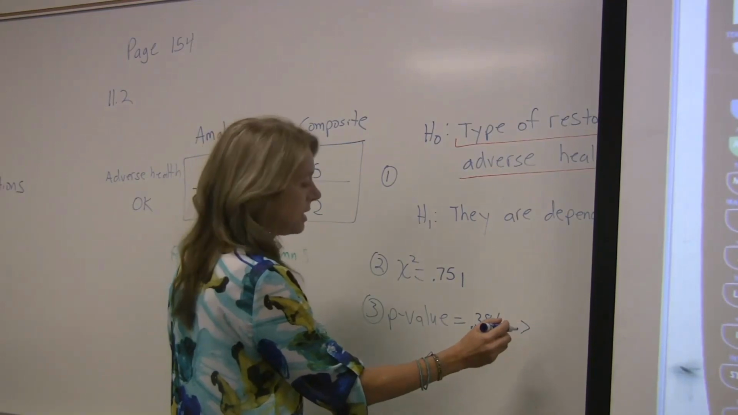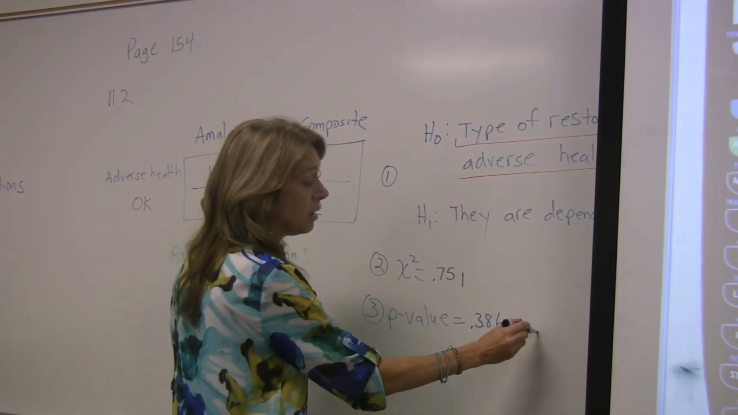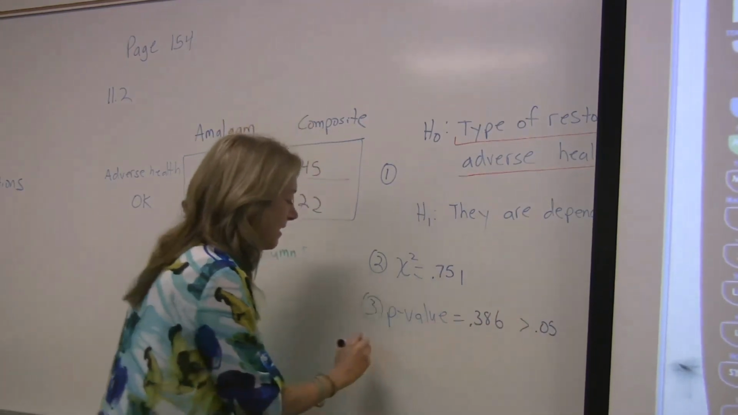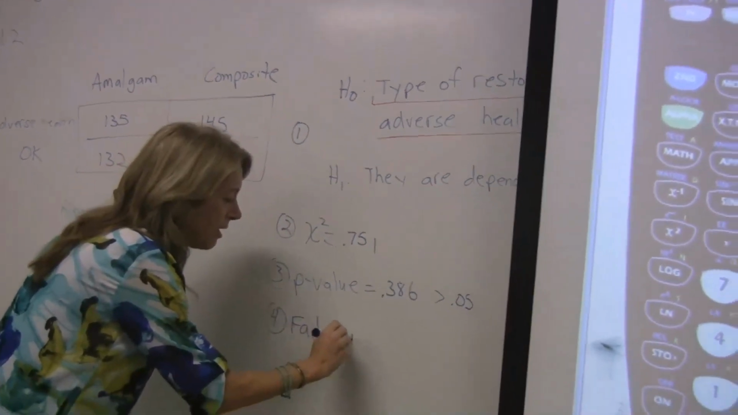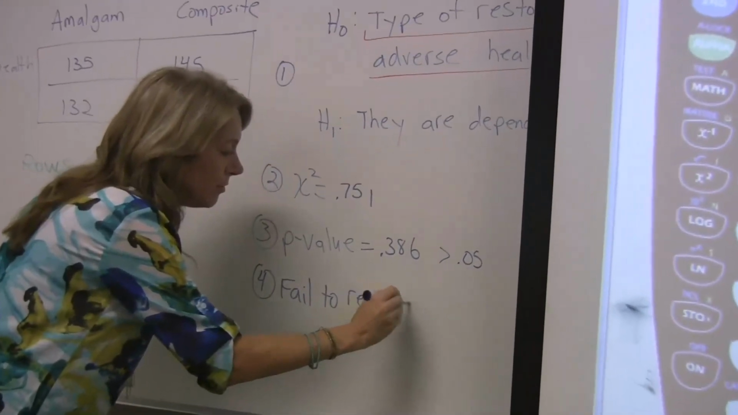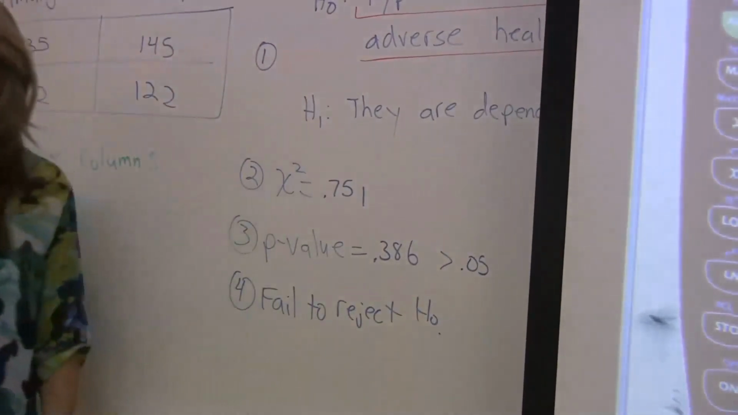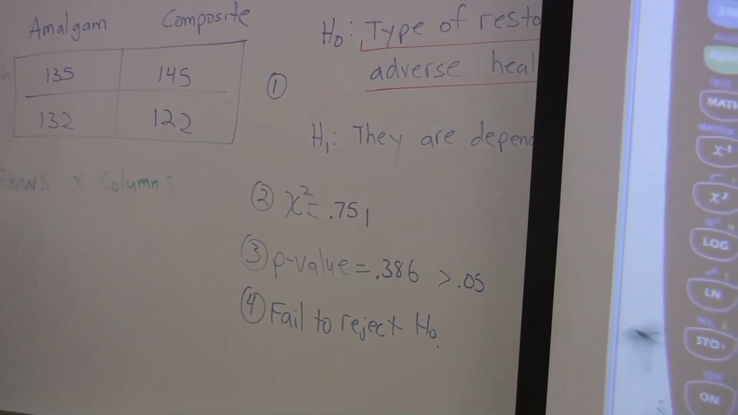Did I write down alpha? I didn't. What was alpha? 0.05. Thank you. So we failed to reject H0. I'm about to write my conclusion here in a minute. Questions about the calculator?